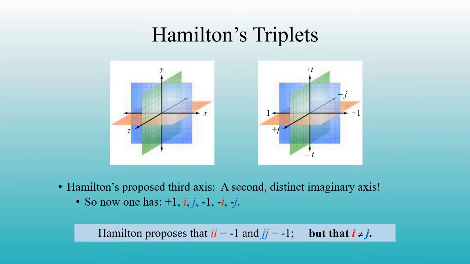Okay, fine. 1 squared is still +1. I squared equals -1, and J squared also equals -1, but I is not equal to J. So, this begs the question, what is I times J? Hamilton runs into this problem almost immediately.